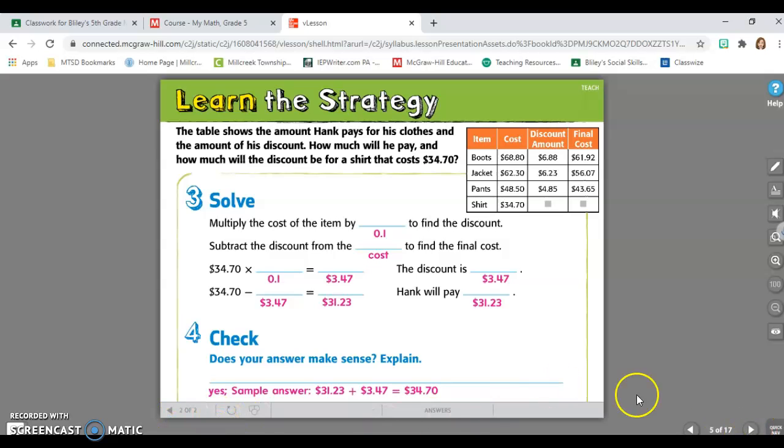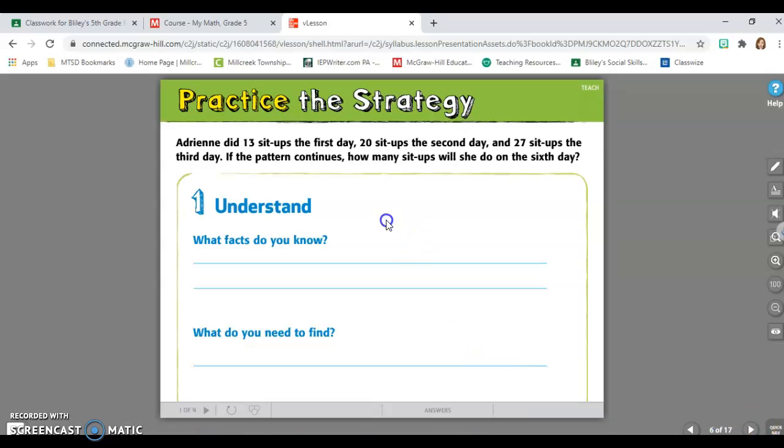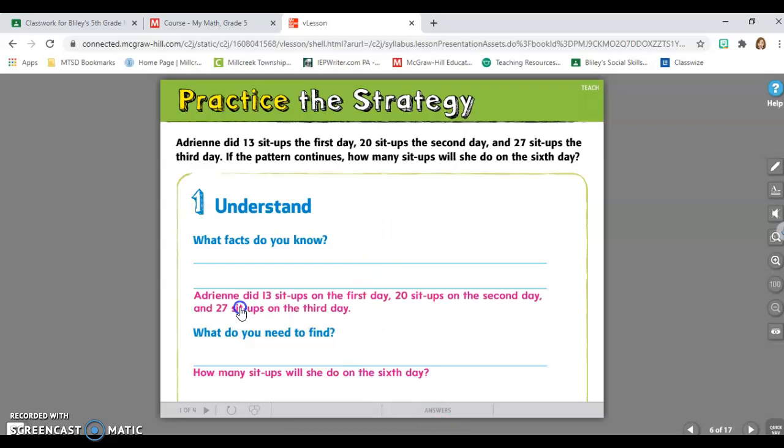Okay, let's try one on our own. It says Adrian did 13 sit-ups the first day, 20 sit-ups the second day, and 27 sit-ups the third day. If the pattern continues, how many sit-ups will she do on the sixth day? Okay, so what do we know? We know that she did 13 sit-ups on the first day, 20 on the second, and 27 on the third. And we need to figure out how many sit-ups she did on the sixth day.